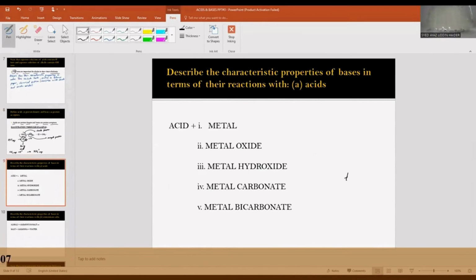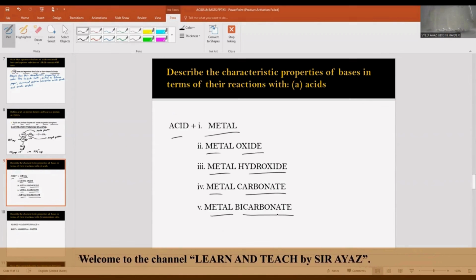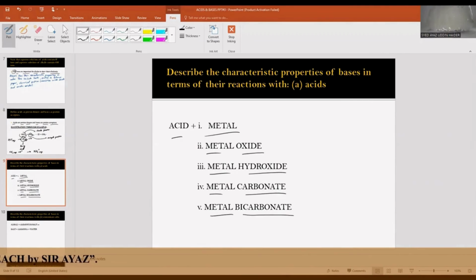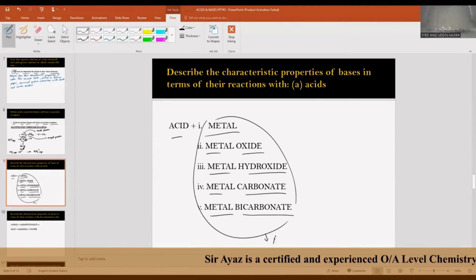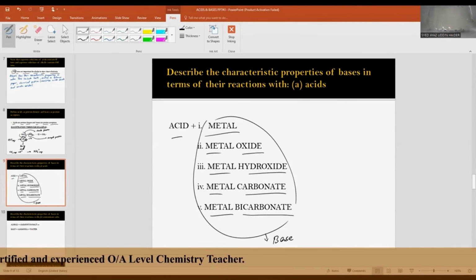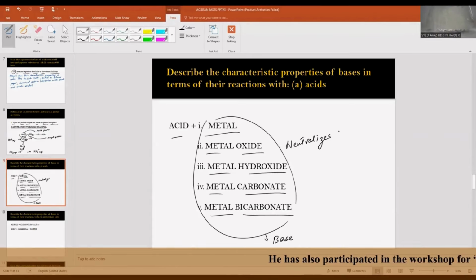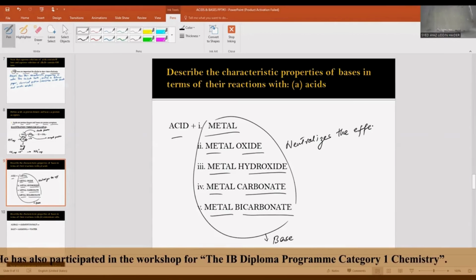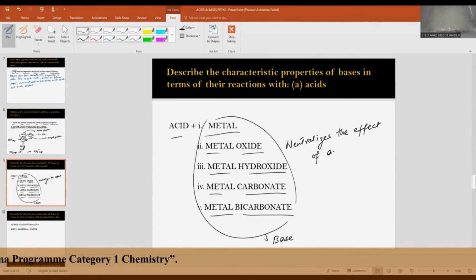Now, these are the characteristic properties of bases in terms of their reactions with acids. For example, when acids are reacted with metal, metal oxide, metal hydroxide, metal carbonate, or metal bicarbonate, these all will be neutralized. So these all will be acting as a base here, which means they neutralize the effect of acids.